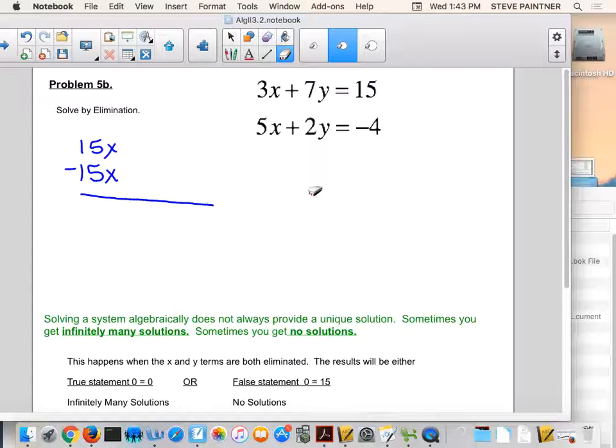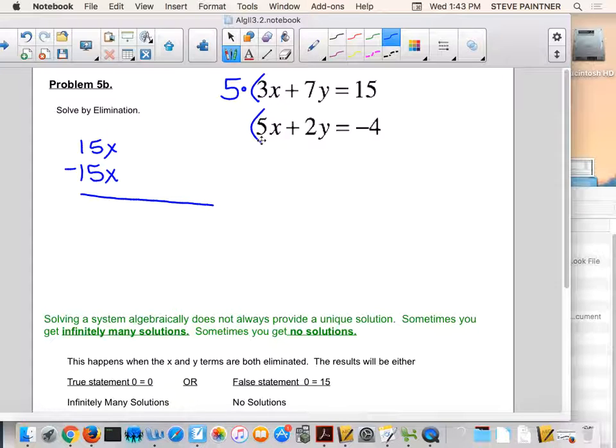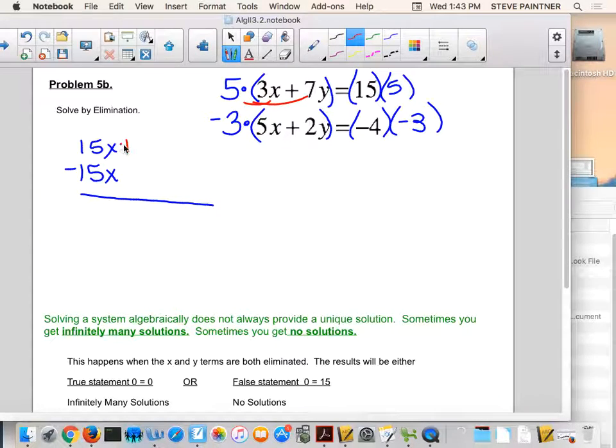Okay, here we go. To get 15x, you probably multiplied by 3x times 5, I hope, right? To get 5x to be negative 15x, you multiply by negative 3. And don't forget the other side, right? Okay, 5 times 3x, 15. 5 times 7y, 35y. Equals 5 times 15, 75.